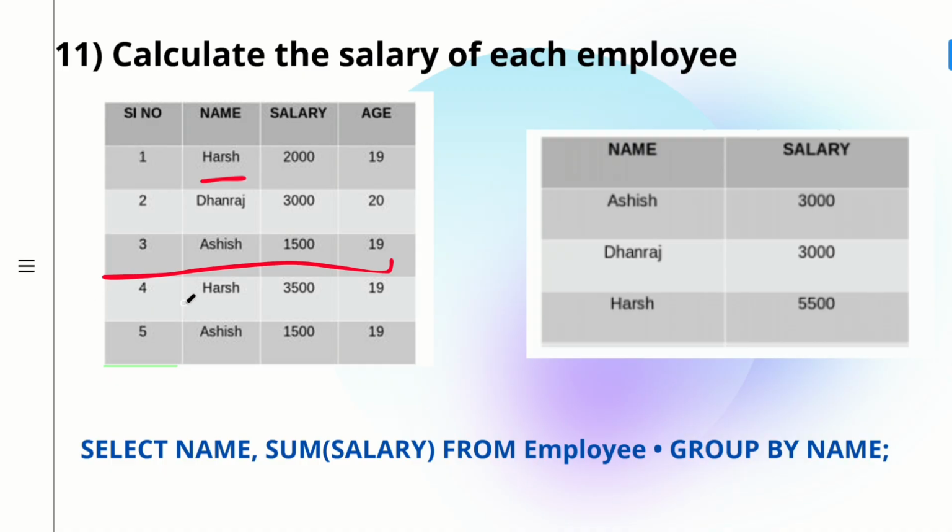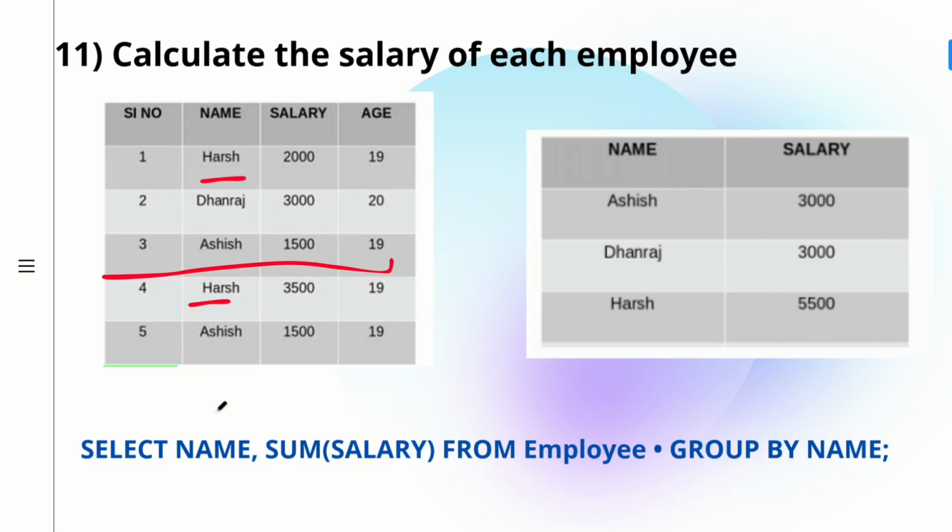Now Harsh is earning two times. So you cannot just give 2000, because he earned something afterwards also, he earned 3500. Now Dhanraj is fine. Now Ashish is also repeated, he is also earning two times. So how are you going to show the salary of each employee? You don't want to show the duplicate, I just want to know how much Harsh earned. I want to know the cumulative value, I don't want it separate.